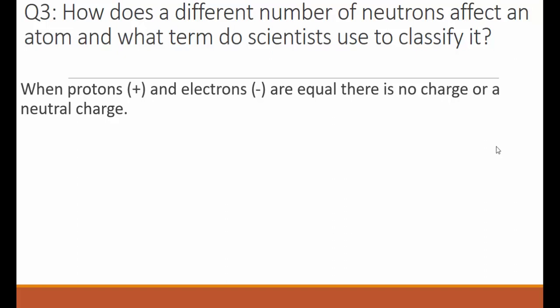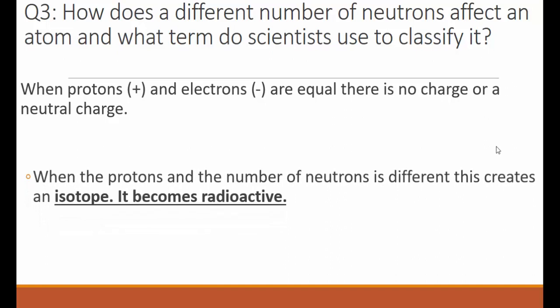So when protons and electrons are equal, there's no charge, or we say there's a neutral charge. Now when the protons and the number of neutrons is different, this creates what scientists call an isotope. What does that mean? It means it becomes radioactive. So an isotope is a special word to describe an atom that has a different number of neutrons than protons.